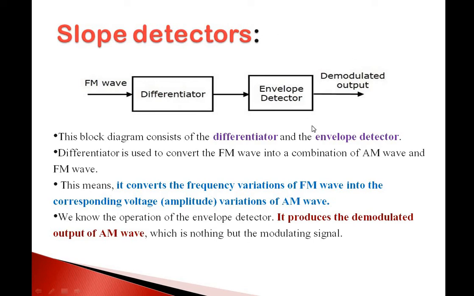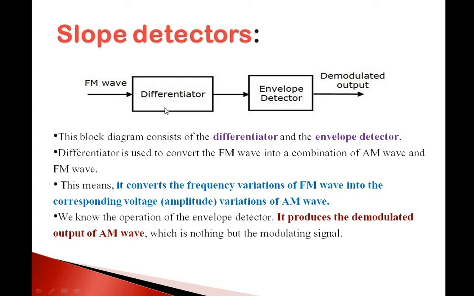What is the operation of the envelope detector? I hope you all remember. It is just to produce the demodulated output of an AM wave, which is nothing but your modulating signal. It gets your original amplitude, and that original amplitude gives you the modulating or message signal that was given at the transmitter side before modulation. Correct?